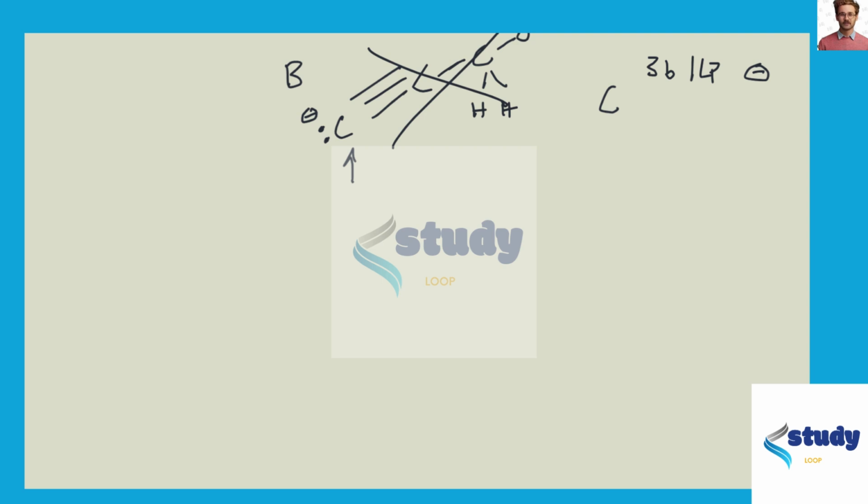Okay, next. Carbon, carbon, nitrogen. Hydrogen has 1 bond, hydrogen has 1 bond, carbon has 1, 2, 3, 4 bonds, carbon has 1, 2, 3, 4 bonds, this carbon has 1, 2, 3, 4 bonds, this nitrogen has 1, 2, 3 bonds, and this carbon has 1, 2, 3, 4 bonds. Excellent.